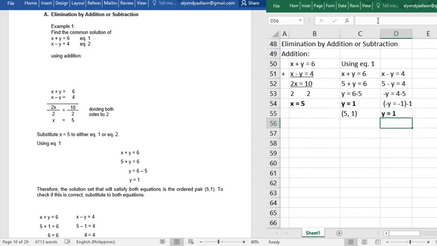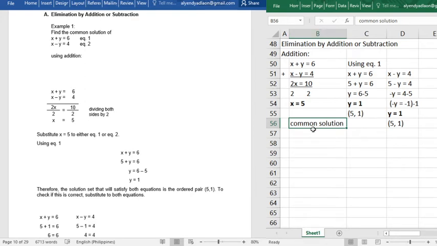As you can see, class, we got the same answer. If 5 is x, then y is 1. So therefore, class, 5 and 1 is our common solution because both 5 and 1 satisfy our equations. If you substitute, 5 plus 1, that is 6. And for this equation, 5 minus 1, that is 4. So therefore, it is our common solution. That is elimination by addition.